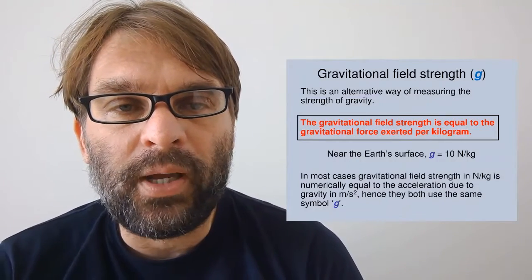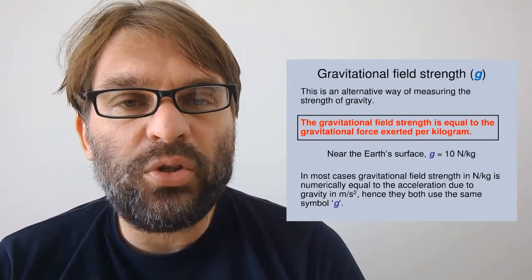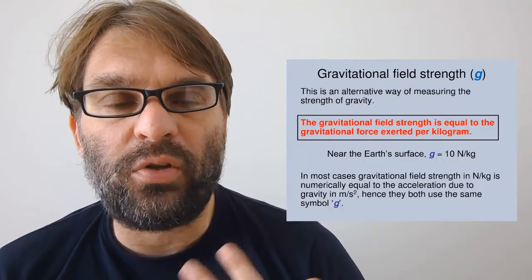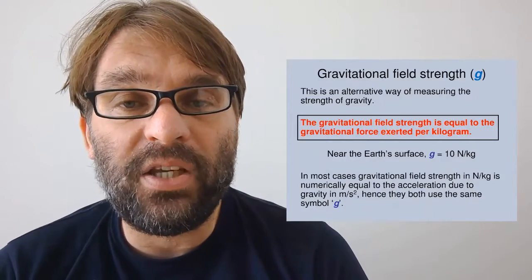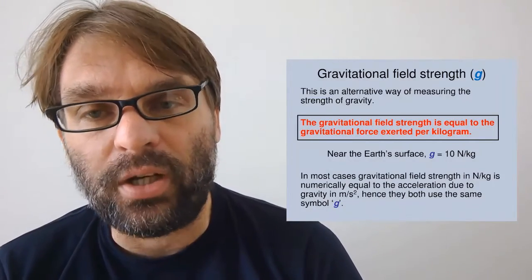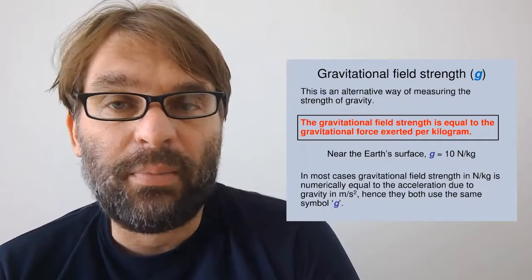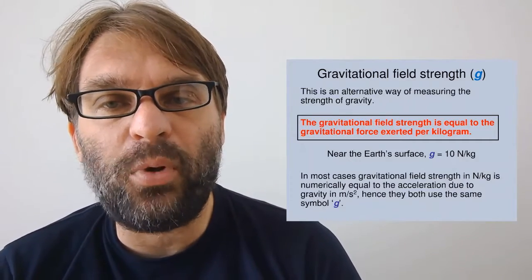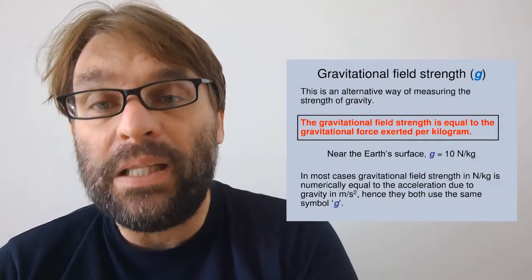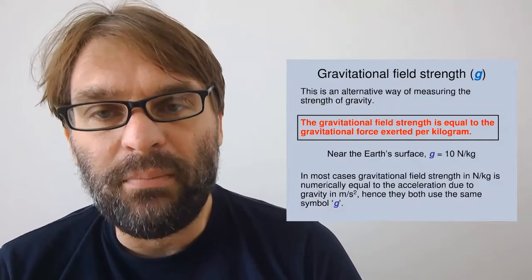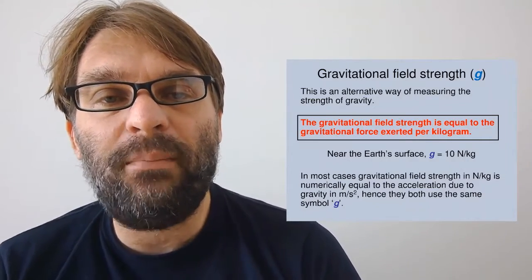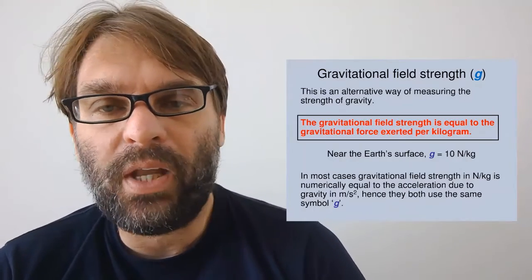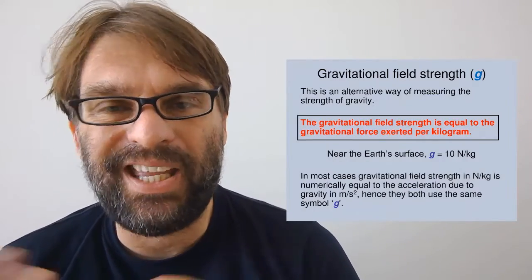Okay? So in most cases, the field strength is given in the units of newtons per kilogram, but it's also essentially equal to meters per second squared, the acceleration due to gravity, which is the same. It's about, on Earth, 10 meters per second squared. So if you fall off a building, you will accelerate at 10 meters per second squared. And they have the same unit, same symbol, little g, so they're interchangeable.